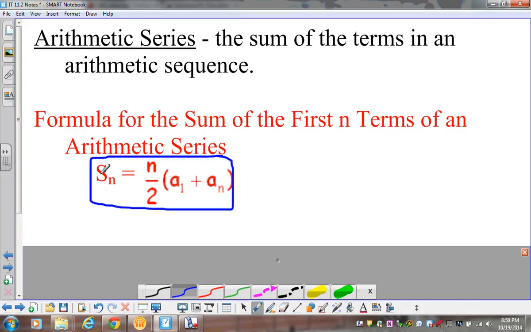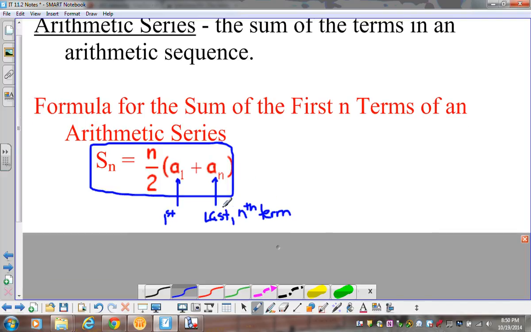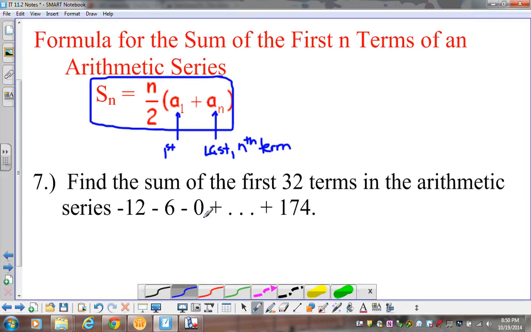Now S just represents the sum of the first n terms. N still represents the number of terms here, equals n over 2 times a sub 1 plus a sub n. This a sub 1 represents your first term, and this a sub n represents your last term, or your nth term. That's important to know because for some of these we're actually going to have to find the last term, and some of them we have to figure out how many terms there actually are based on that last term. So let's look at this first example.